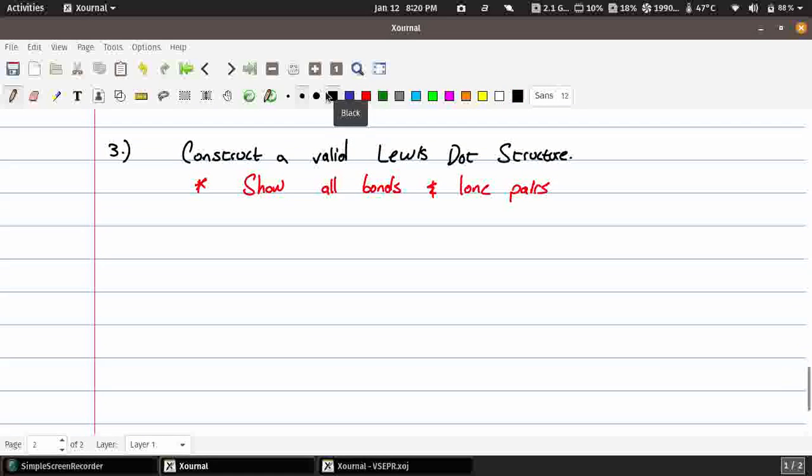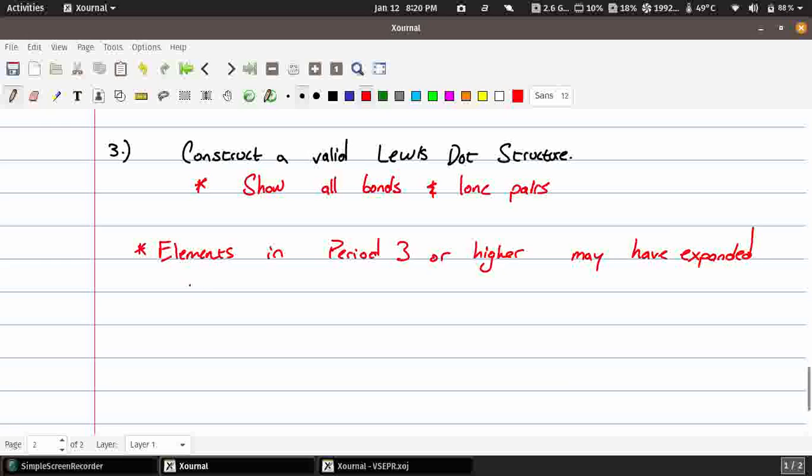Now, another thing to be aware of is elements in period 3 or higher may have expanded octets.